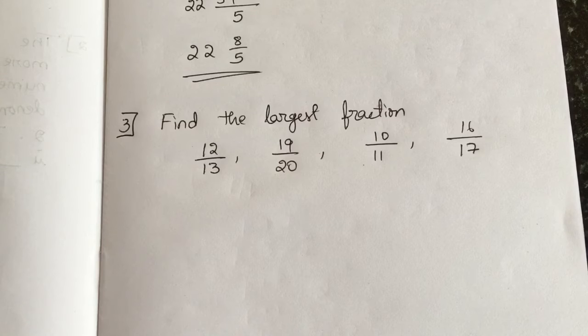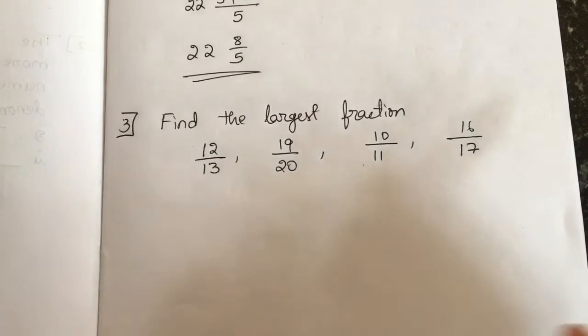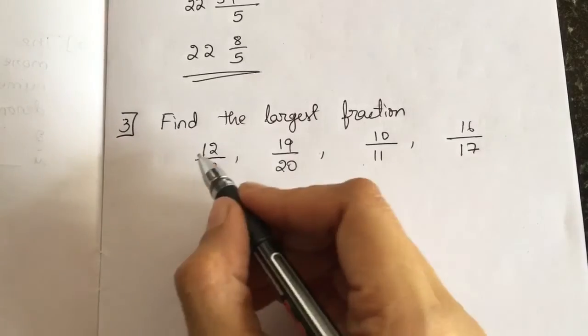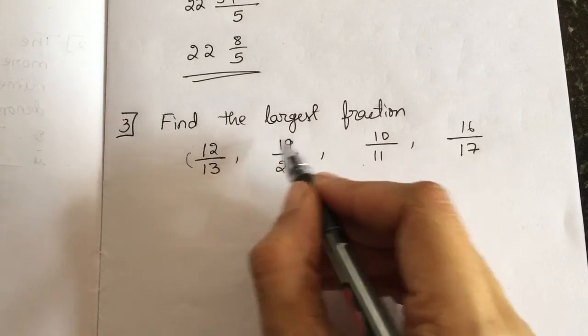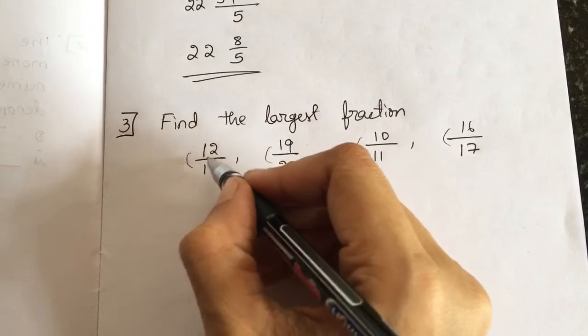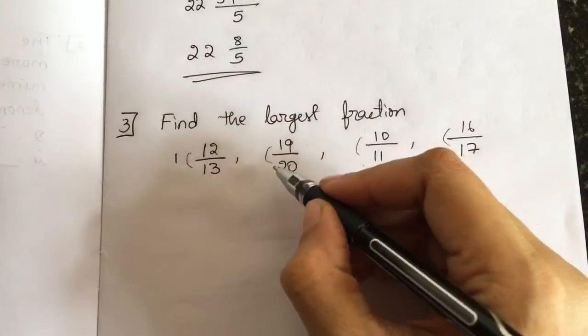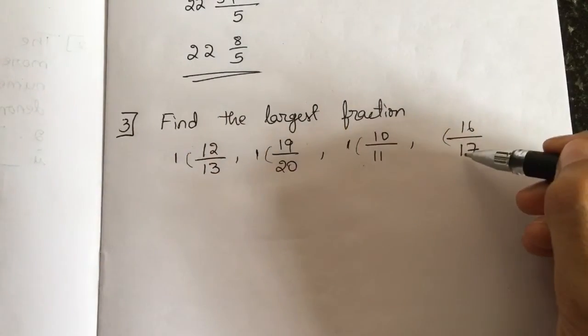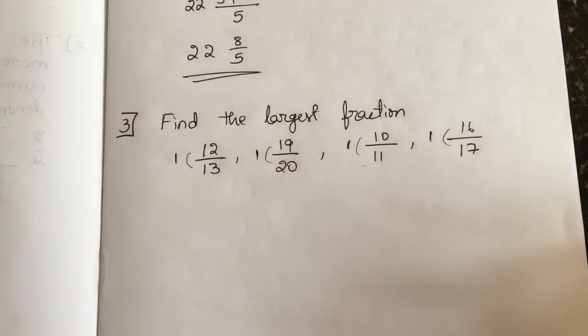Okay, next, most commonly asked questions: finding the largest fraction, the smallest fraction, or the second highest. So this is the problem. Among these, you have to find the largest fraction. For that, we have to check the difference between the numerators and the denominators. 13 minus 12 is 1. Here again, 20 minus 19 is 1. 11 minus 10 is 1. 17 minus 16 is 1.